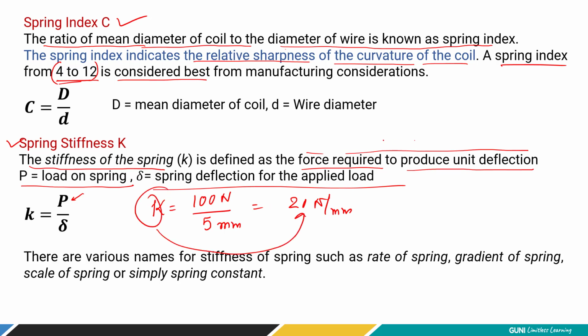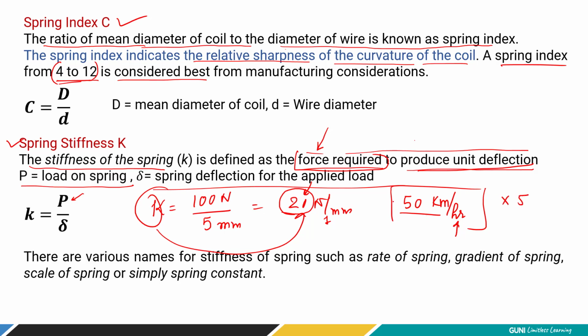What it says is, the force required here is 20 to produce unit deflection, meaning 1 millimeter. If you want to deflect the spring by 1 millimeter, compress it or expand it, then you have to apply 20 Newton force. It is something like a constant vehicle speed, let's say 50 kilometers per hour. So very simple, in 1 hour the vehicle is going to cover 50 kilometers. If I ask what it is after 5 hours, you can calculate by simply multiplying by 5. It's going to be 250.